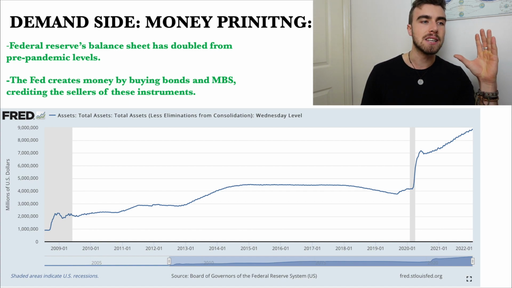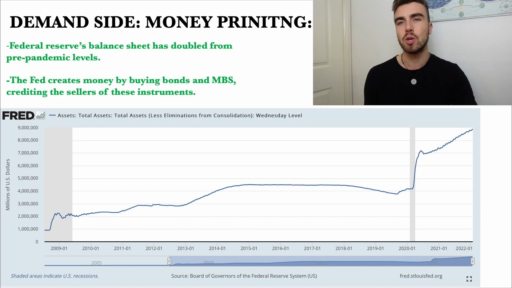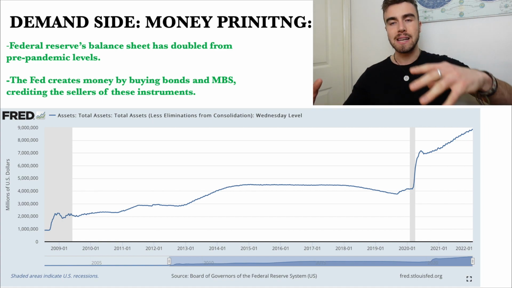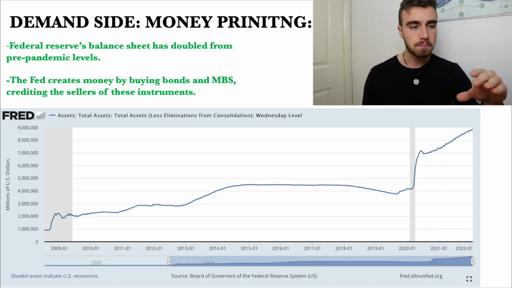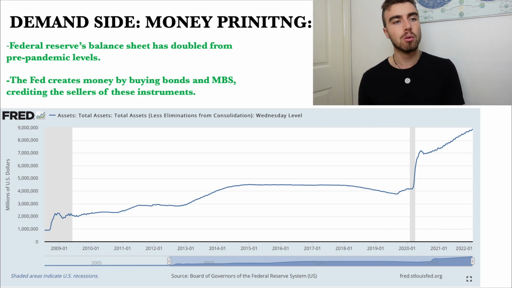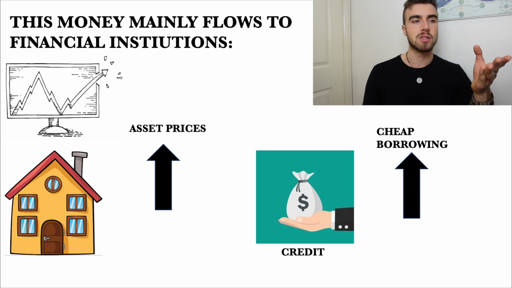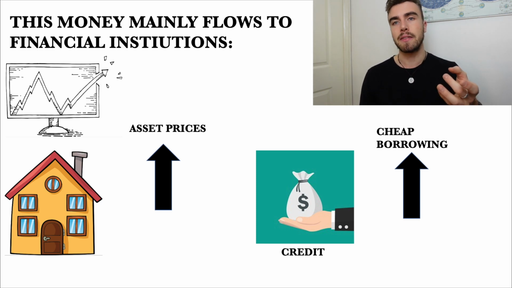So that is one side of the inflationary picture, but it's more to do with the inflation in asset prices. Some people will sell the gains on those asset prices, and then that money gets released into the wider economy. But the QE is more that side of inflation. But coupled with that, the money printing mainly flows into financial institutions. They buy assets. This is the other side of the equation.